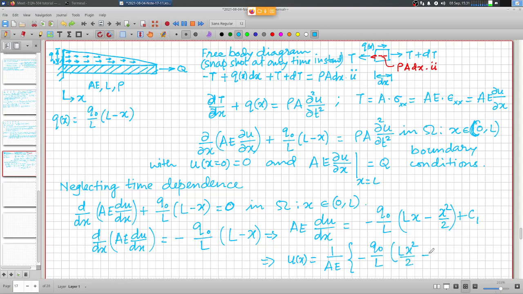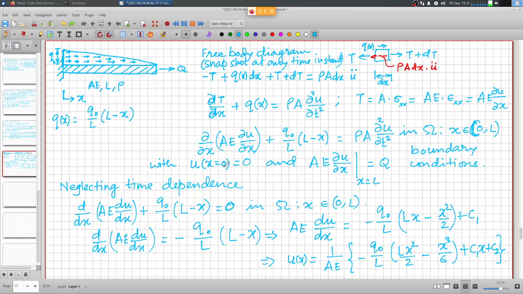integration a second time, minus x cube by 6 plus C1x plus C2, right? So this is the general solution, and the specific solution will be obtained. I mean, these constants of integration C1 and C2 will be obtained by the boundary conditions.